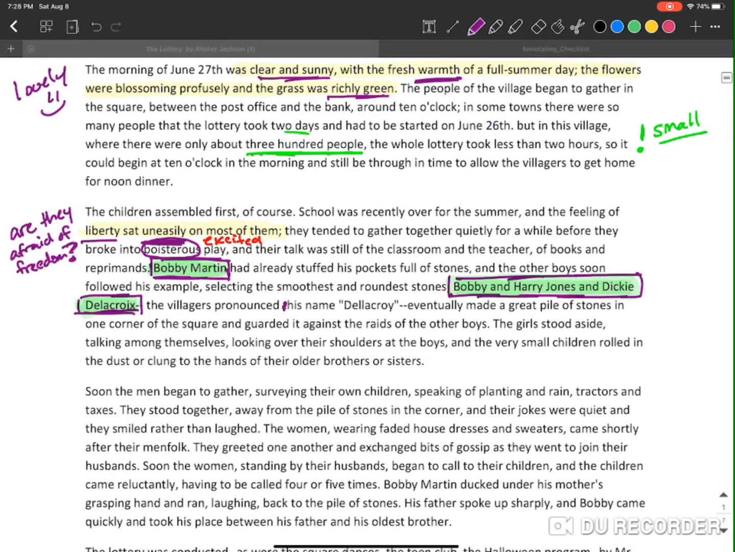The villagers pronounced his name Delacroix, eventually made a great pile of stones in the corner of the square and guarded it against the raid of other boys.